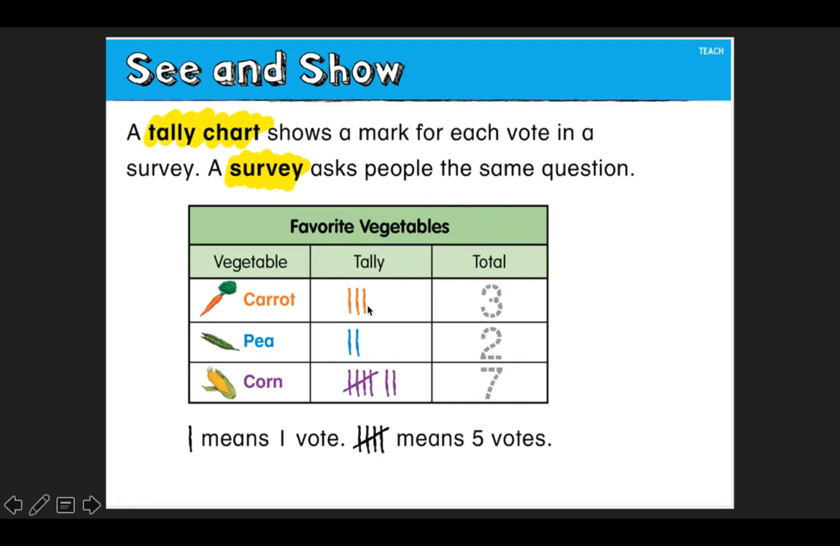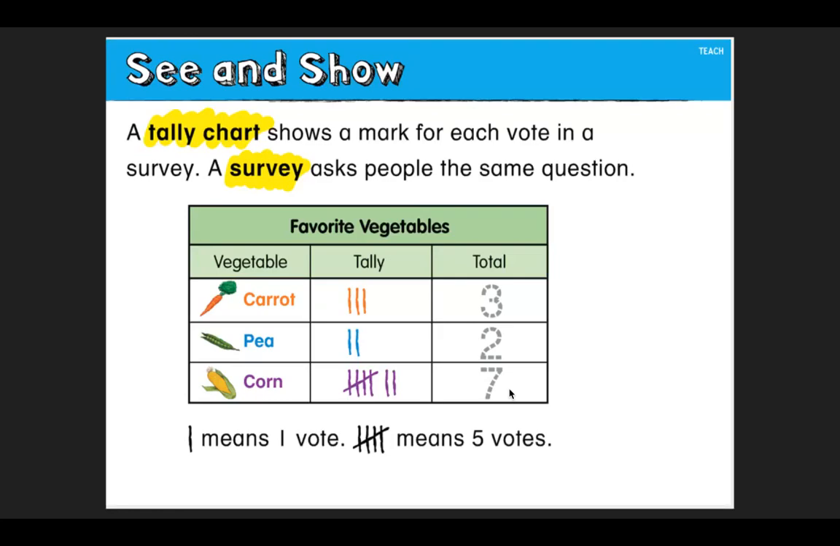So for carrots, I see 1, 2, 3 tally marks. That means 3 total people. Next to peas, I see 1, 2 tally marks. That means 2 people. And next to corn, we see a group of 5 tally marks. So we're going to count on to figure out how many total people like corn. Here I have 5. Here I have 5, 6, 7. So 7 total people said corn is their favorite vegetable.